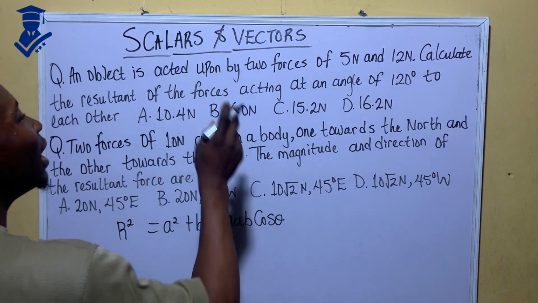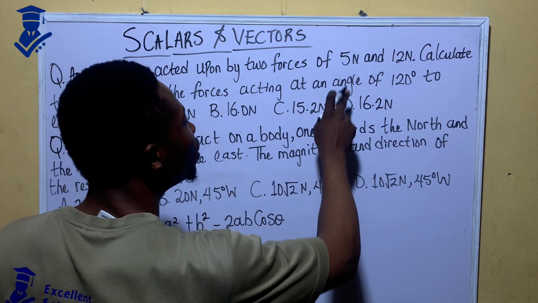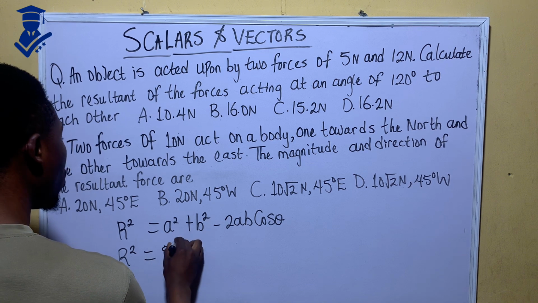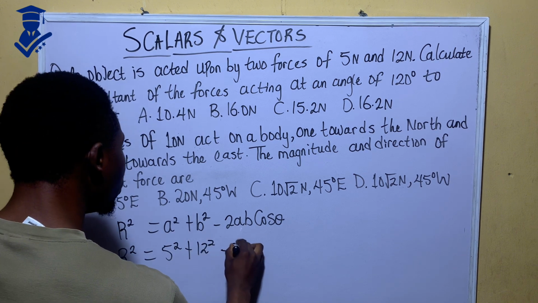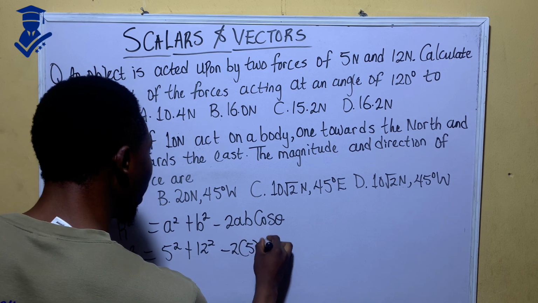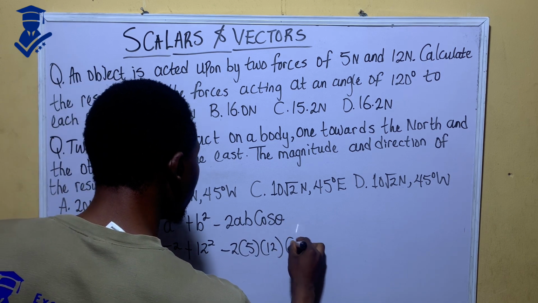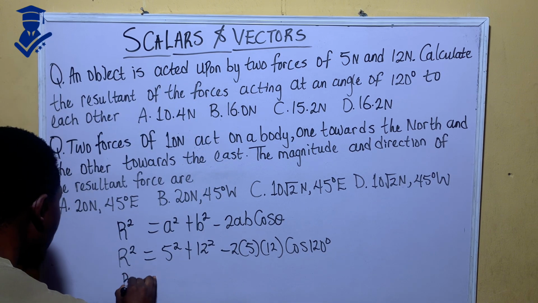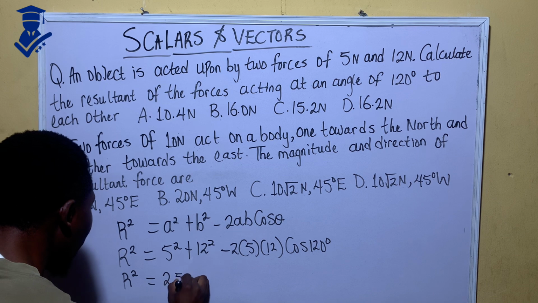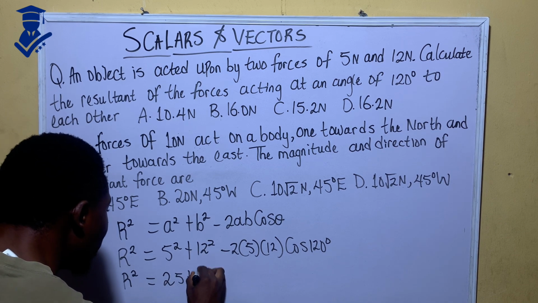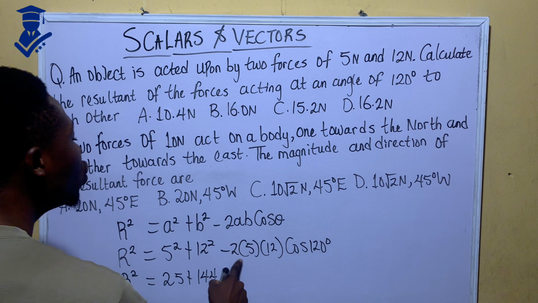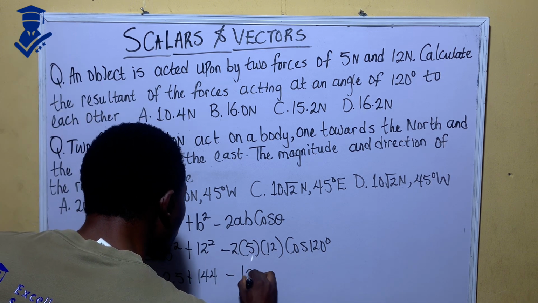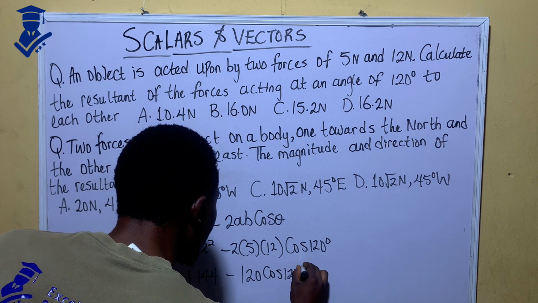So he said an object is acted upon by two forces of 5 Newton and 12 Newton. So R squared, the resultant, is going to be equal to 5 squared plus 12 squared minus 2 times A, which is 5, times B, 12, cos the angle, which is 120 degrees. So R squared is going to be equal to 5 squared, which is 25, plus 12 squared, which is 12 times 12, that's 144, minus 2 times 5, that gives us 10, 10 times 12 gives us 120, cos 120 degrees.